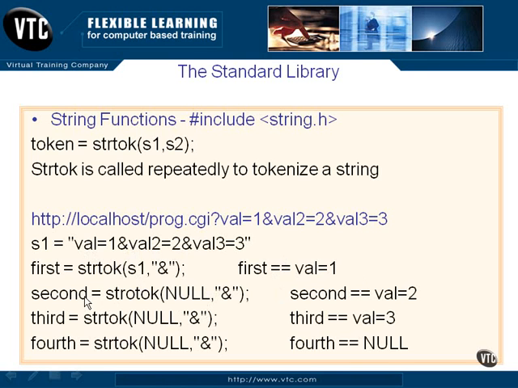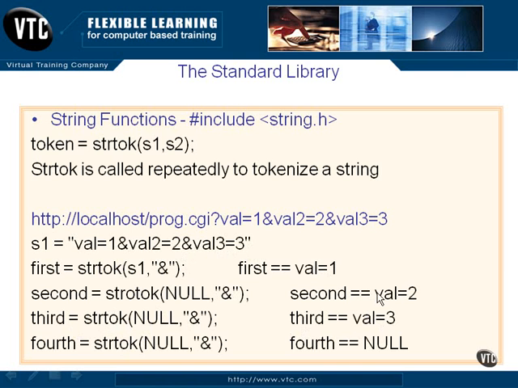Since we didn't get a NULL, we call it again. And we would, of course, be sitting in a loop doing this until we finally hit a NULL. We do strtok again, pass it a NULL and an ampersand. We're pointing here now, and we're going to run down to the end of the string, which is a NULL, and we're going to sit right there, and we're going to pass back the beginning of this string. So third is equal to val3.